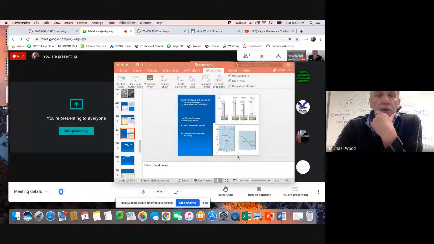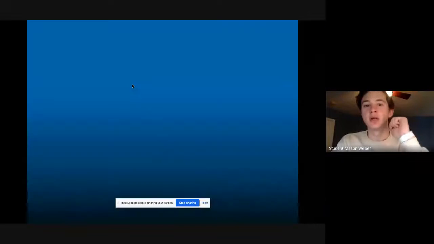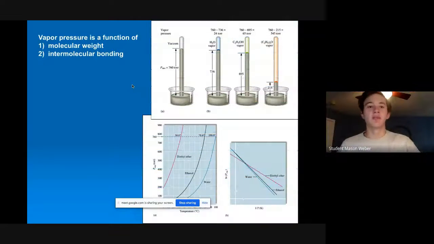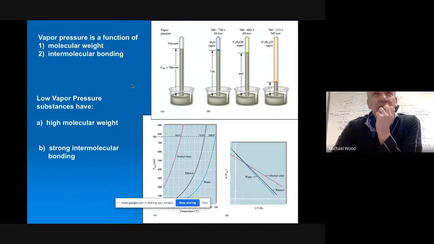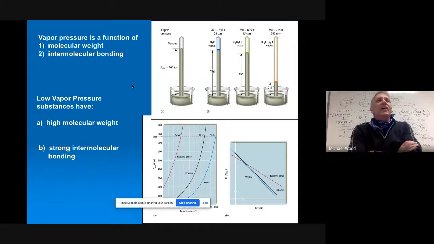Mr. Wood, I have one question. Yes, Mason. Can we only measure vapor pressure if the water is in a container? Yeah, it's got to be in some kind of closed system, I think, Mason. You've got to be able to measure it. Like this next one, can you see it? It looks like some test tubes. Yes, we can see it.